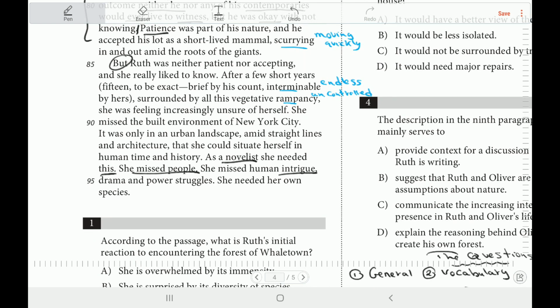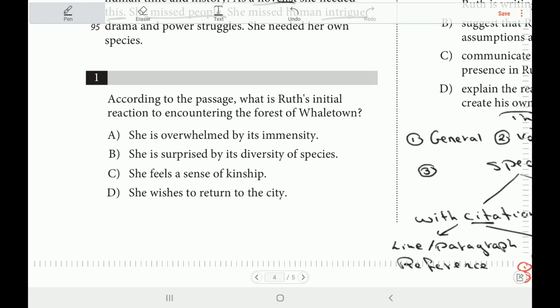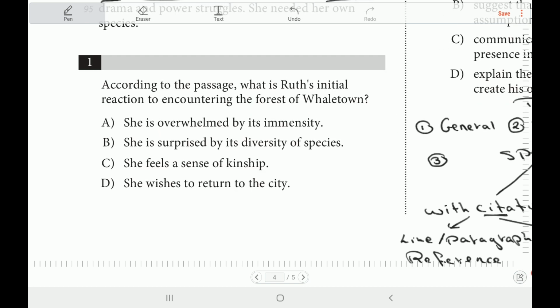Okay? Now, let's start answering the questions. Question number 1. According to the passage, what is Ruth's initial reaction to encountering the forest of Whale Town? So the question is asking about the initial. Initial means, remember, first. So what was her first reaction when she came to that place? Okay, she's overwhelmed by its immensity. This place was massive, huge, so she was overwhelmed.